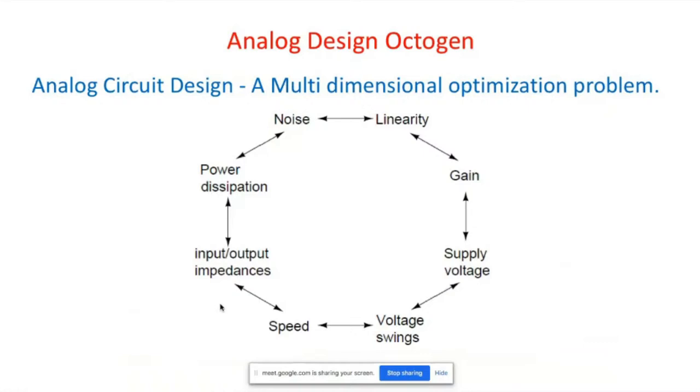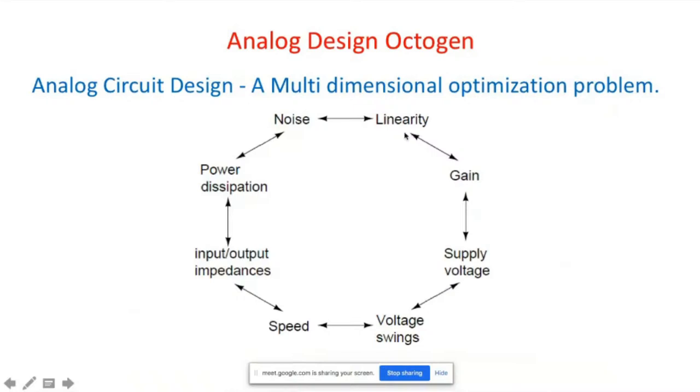Now, when you say that any of the solution in analog circuit, it is always a multi-dimensional optimization problem. Means any circuit you design needs all of these parameters at the same time. You need to look into some of the parameters which will be having the advantage, and at the same time, you should make a trade-off with some of the other parameters. So we say that normally nothing comes free.